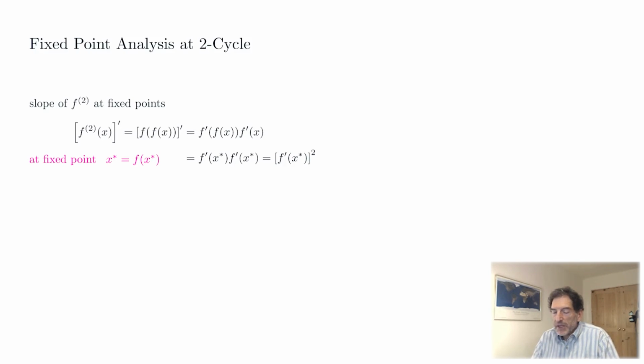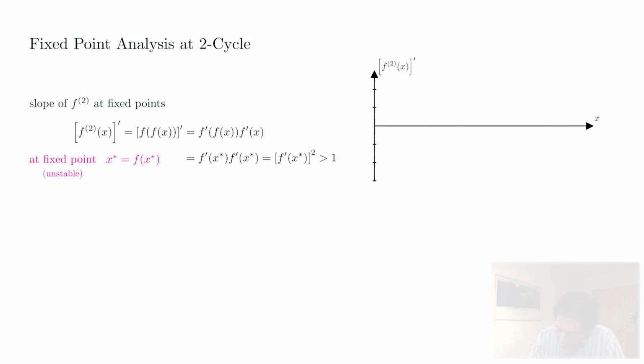If there is a stable two-cycle, that means that the fixed point of the first iterate function is unstable. If we start close to there, we're driven towards a two-cycle, which means that the magnitude of the derivative of the first iterate function is greater than 1. And so when I square it, this is certainly greater than 1. That means that the second iterate function is also unstable at the fixed point.